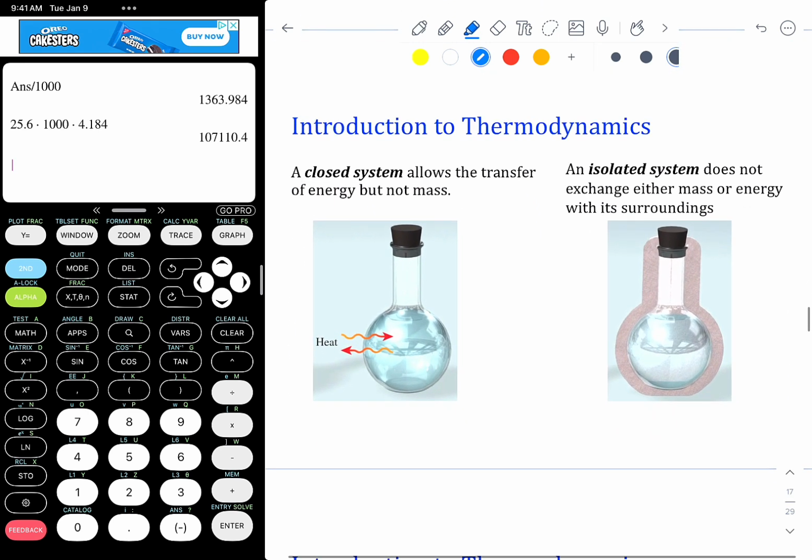We then have a closed system, which allows the transfer of energy, but not mass. So all we did in that situation is we put a top on our flask. So we closed the system. We closed it up so we can no longer transfer mass. If I were to flip that upside down, water wouldn't be able to leak out, and no water vapor can get out or in either. But we can still transfer thermal energy in a closed system. So again, we could heat it up on a hot plate and allow heat in, or we could cool it down in an ice bath and allow heat out.